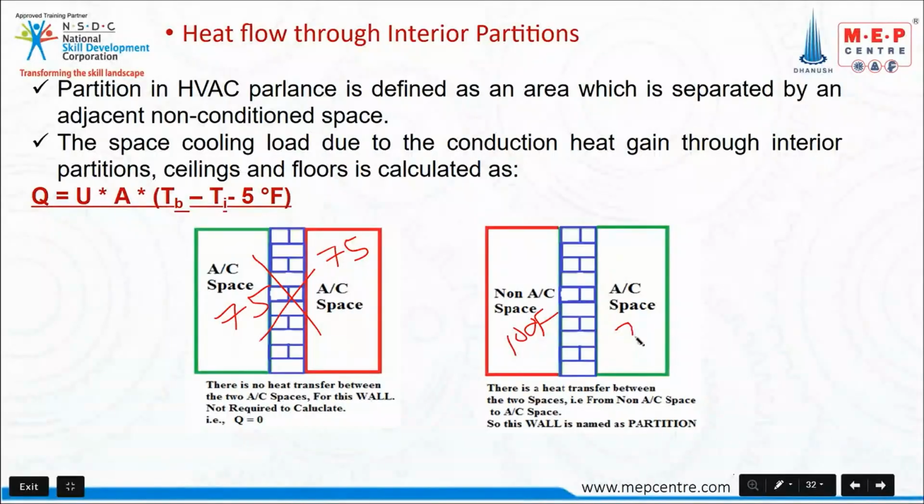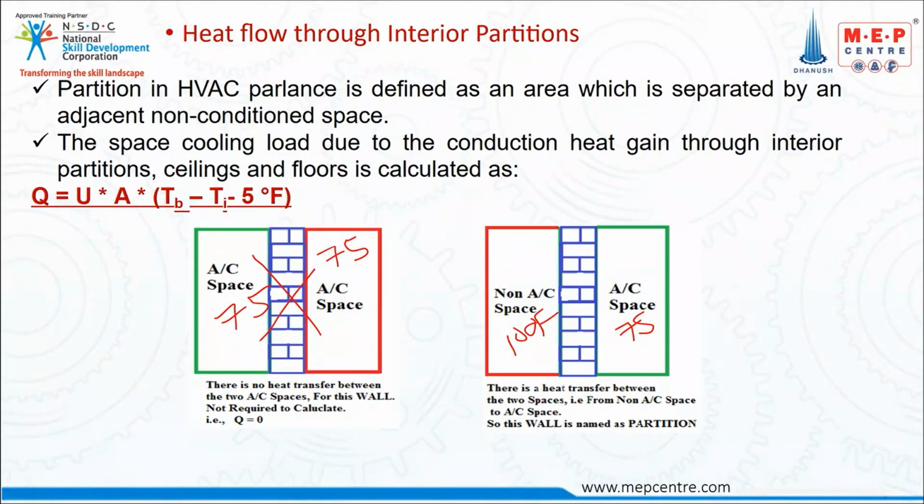And here we are maintaining 75 degree Fahrenheit. Then we need to consider this partition, 100 degree Fahrenheit, 75 degree Fahrenheit. So this partition should be considered. That is the reason I said a transmission gain means the heat transfer in between non-AC space to AC space, we need to consider. Okay?